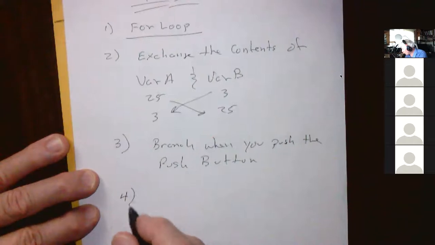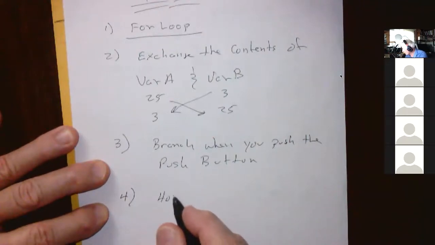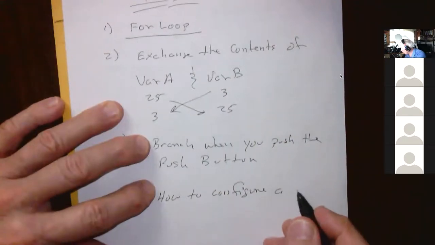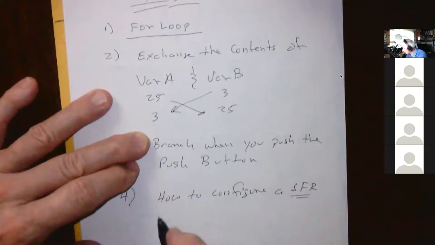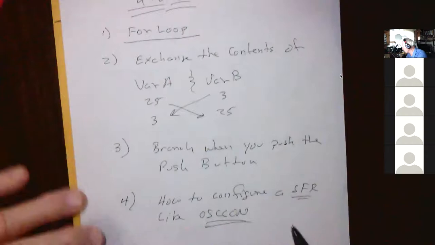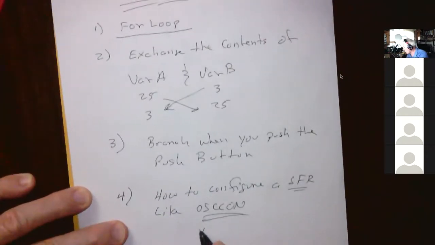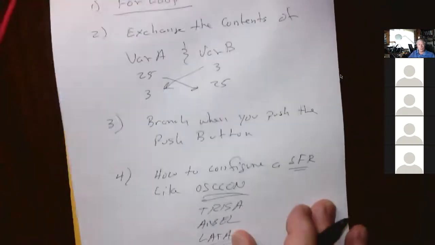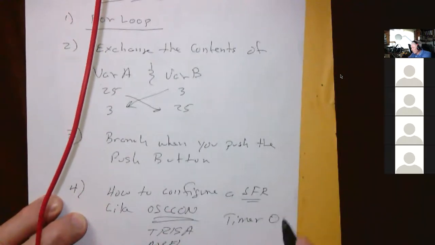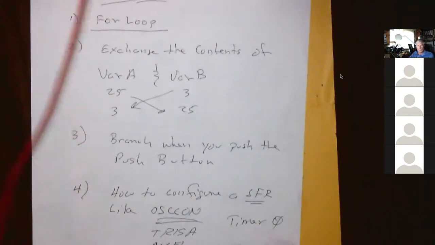And then finally, I want to do how to configure a special function register, like the OSCCON. It's exactly like we did OSCCON, only we'll pick another one. It's also like we did the TRIS register, we did TRISA, and we did some others, the ANSEL and the LATA. So we've configured a bunch of registers already, but we'll do a different one, maybe for timer 1 or timer 0 or something else, but you have to configure a register.